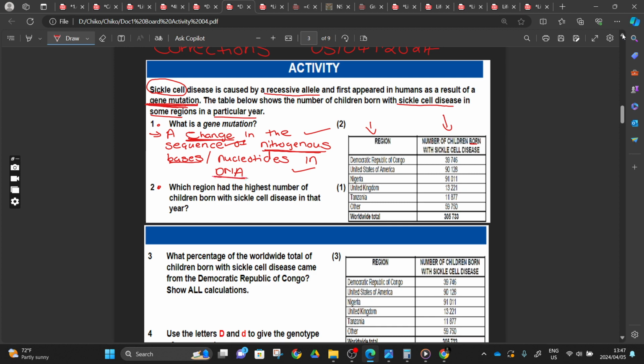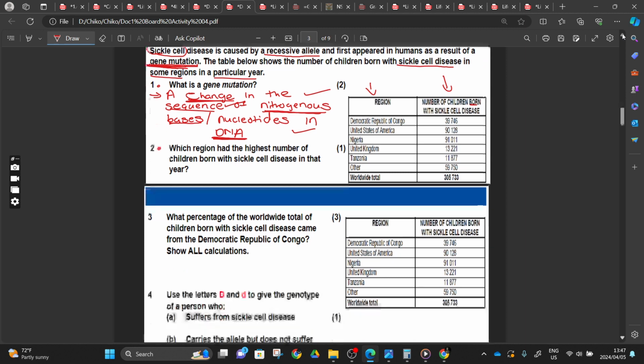For you to say that this change is happening in DNA, you'll have 1, and then what is happening in DNA, there is a change in a sequence, you'll have another 1. So I hope you understand where this 2 marks is coming from.